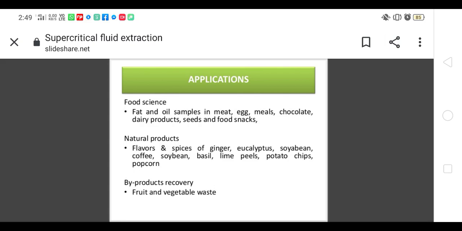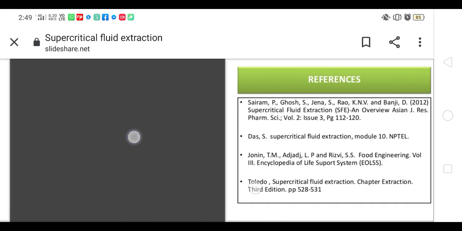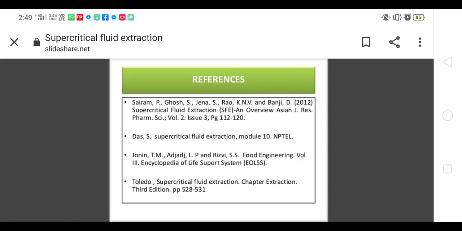It is used in food science, mainly for fat, meat, egg, milk, chocolates, and all natural products, as well as the extraction of herbals, byproducts, and fruit and vegetable waste. These are the applications. Thank you.